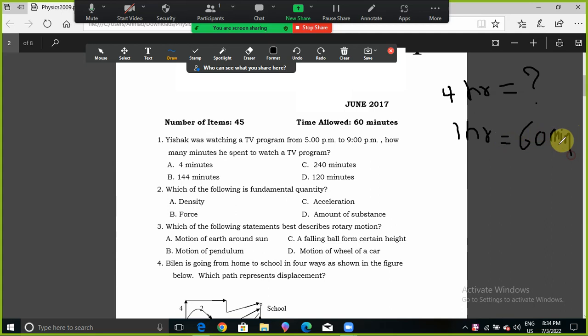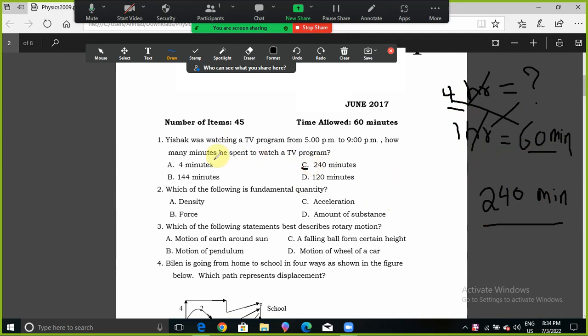Now first of all we will cancel hour with hour, then we will cross-multiply. That means 4 times 60 will be 240. Yes, 240 minutes. So 1 hour is equal to 60 minutes and 4 hours is equal to 240 minutes. So the correct answer for this question is C.